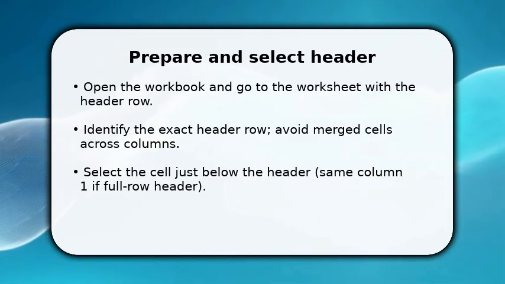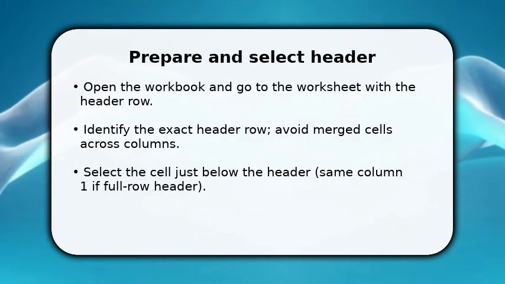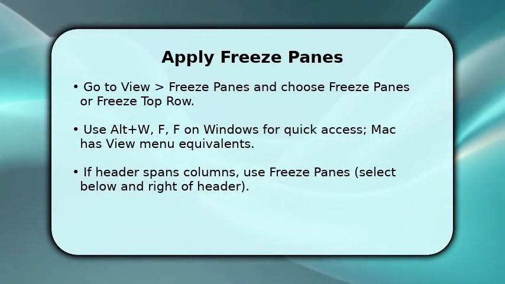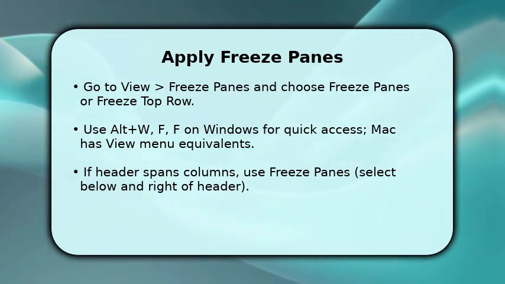You're skipping settings and getting straight to action. This immediate selection is the key step that prepares Excel to keep your header visible while you scroll through data. You now lock the header. Open the View menu and pick Freeze Panes, or choose Freeze Top Row if the top row is the header.